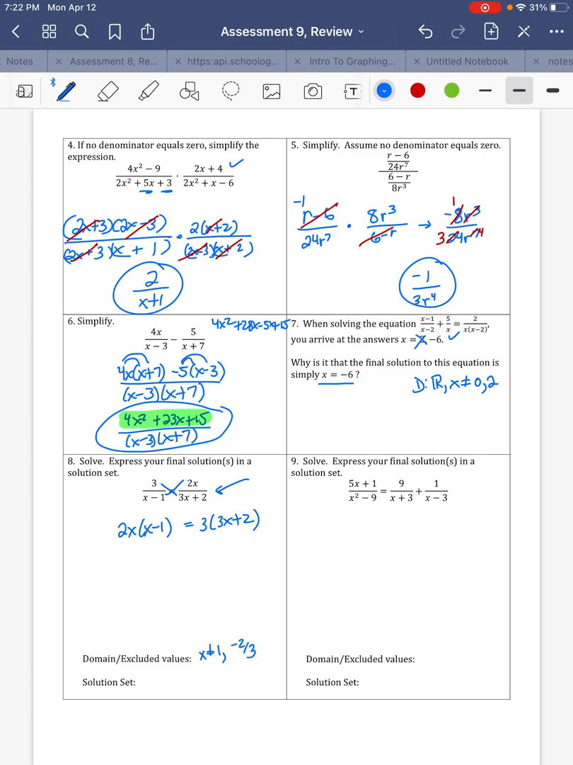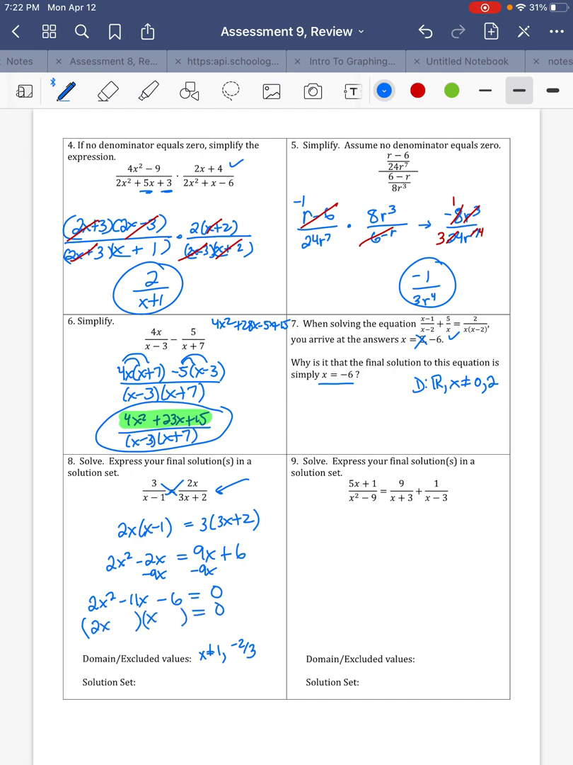All right, so let's solve this out. I got 2x squared minus 2x equals 9x plus 6. So I'm going to bring everything over to the left side. So I got 2x squared minus 11x, and that 6 is just going to pop over, minus 6 equals 0. All right, so let's factor and let's see what we get.